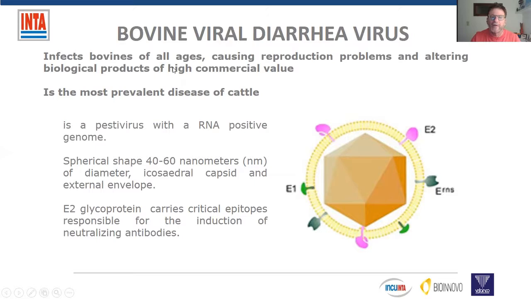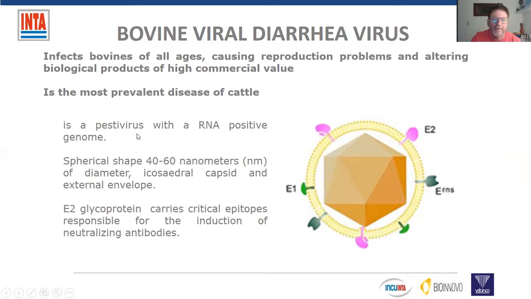Okay. So the second part of the presentation is about another vaccine. It's a vaccine against bovine viral diarrhea virus. It's important to mention that this disease or this virus infects bovines of all ages, causing reproduction problems and altering biological products of high commercial value. And that was new for me. That is the most prevalent disease in cattle. I read that in the paper last year.